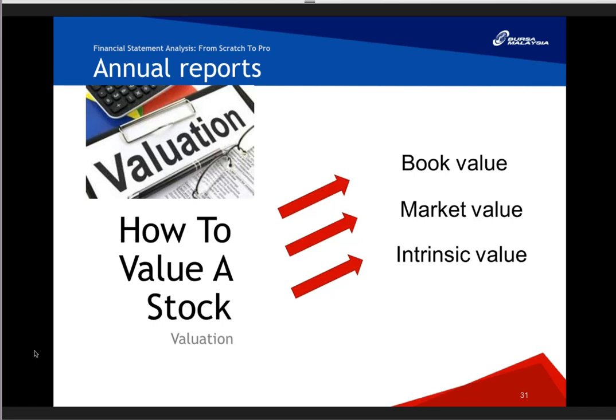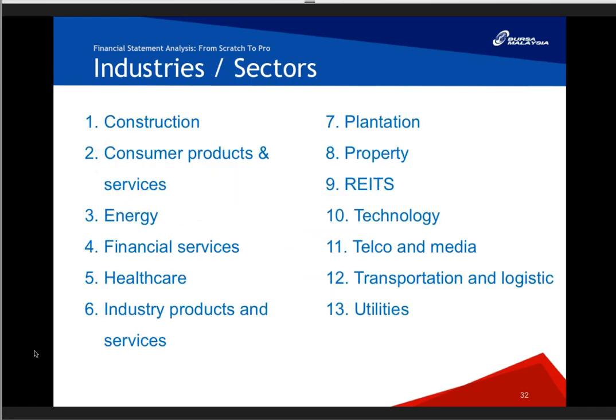Right? Good. So after we talk about how to value stock, can we talk about different industries and sectors in Bursa Malaysia? For Bursa Malaysia, we have different industries over here. Let me briefly run through. You have construction, consumer products, energy, financial services referring to the banks, healthcare, industrial products and services, plantation, property, REITs, technology, telco, transportation, and utilities. So among all these industries, different sectors have certain keywords for analyzing.